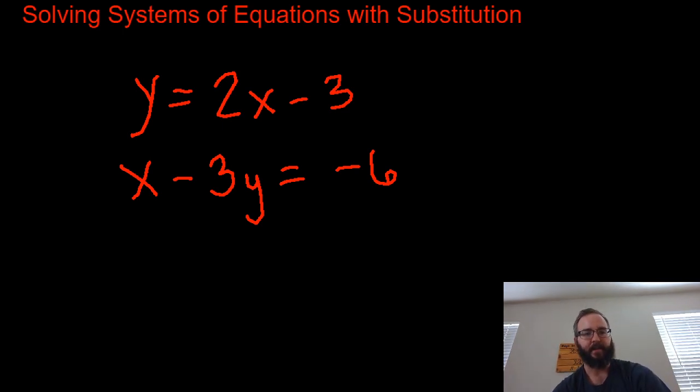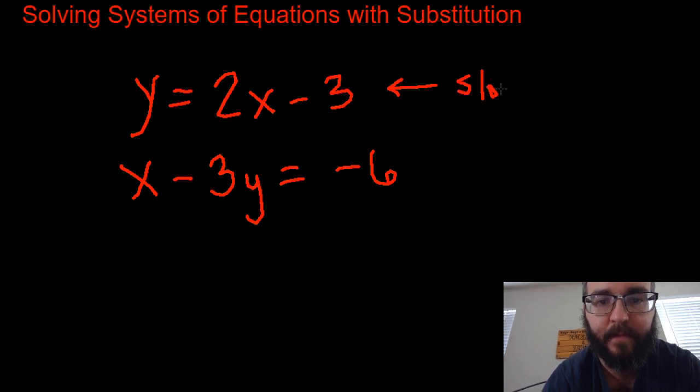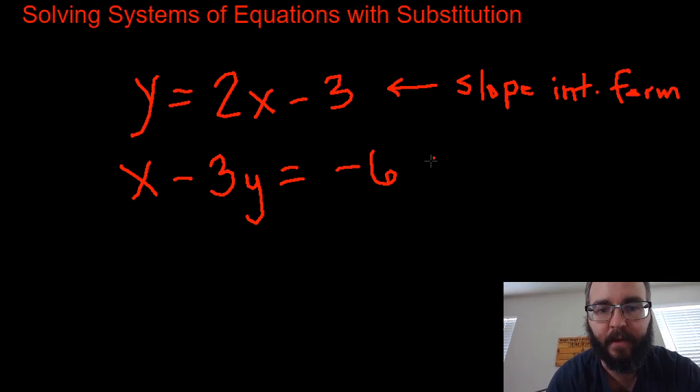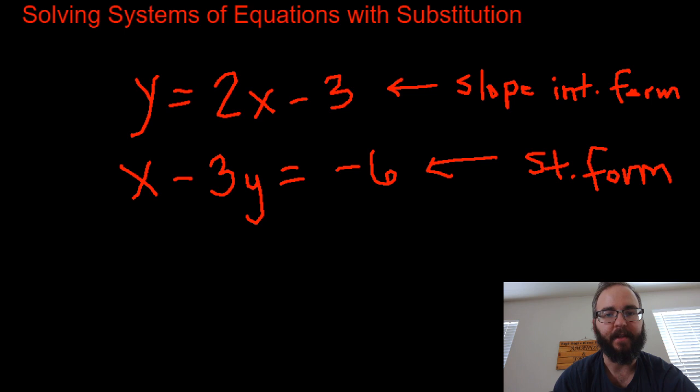As you can see, we have one that's in slope-intercept, the other is in standard form. So let's actually go ahead and label each of these. This is our slope-intercept form. And over here, we have standard form. Now you might remember, anytime that we have slope-intercept form and standard form, we are going to use the substitution method.